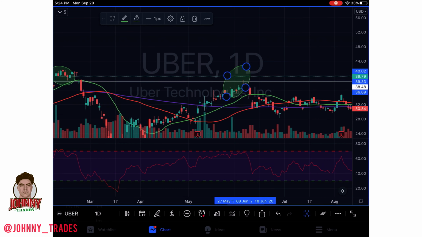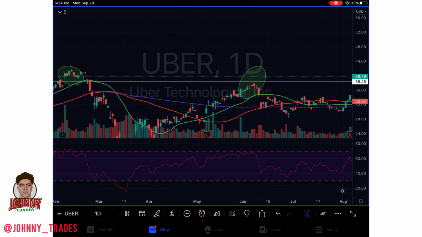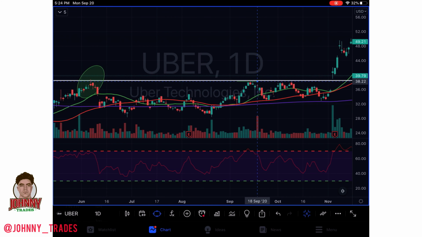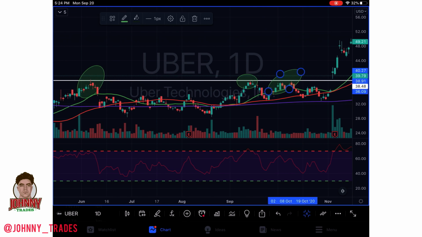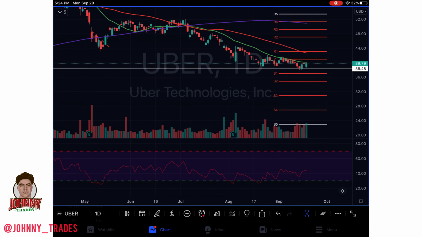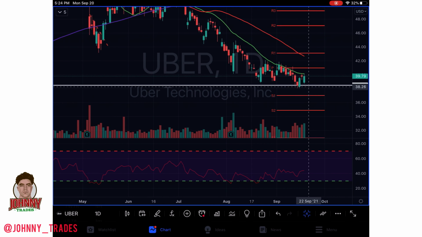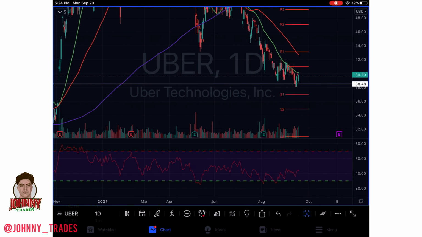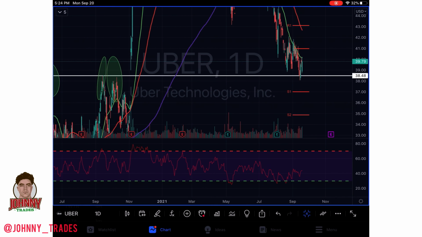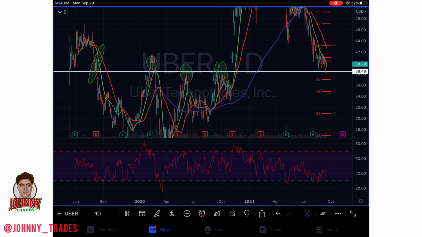Now it's a strong resistance. Then we have a fourth touch right here, then a fifth touch. Finally, we have around 2 more touches, but I'm not going to count those. So this is a certified key level, a strong key level here on Uber.